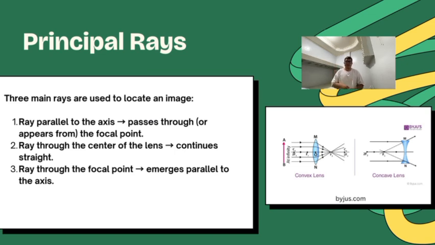Second, a ray that passes through the center of the lens will basically go straight without bending. And the third, a ray that goes through the focal point will come out parallel to the axis. By drawing these three rays, we can find where the image is located.